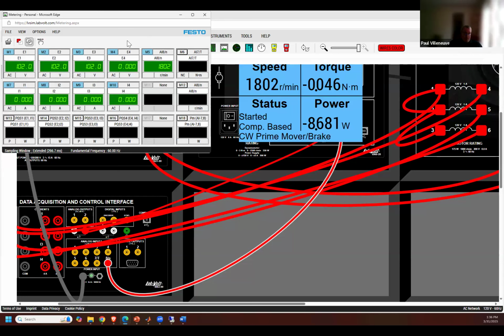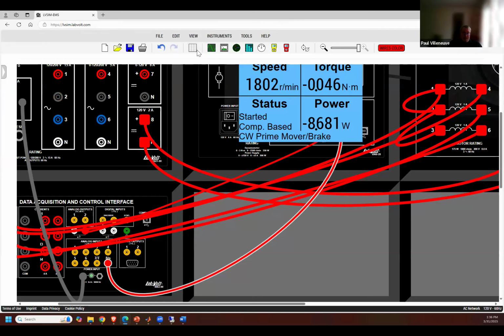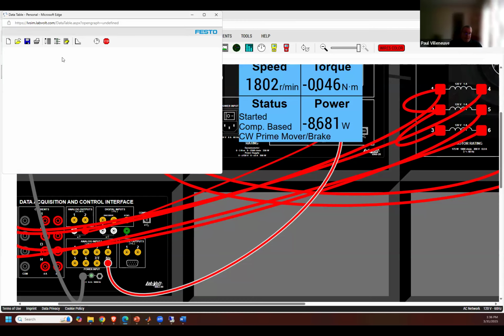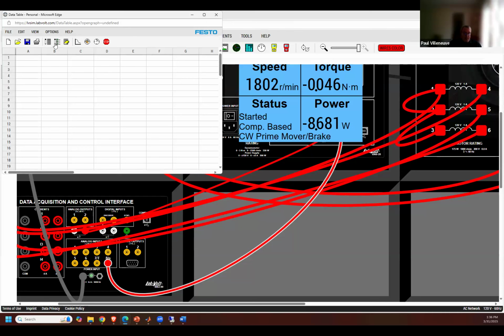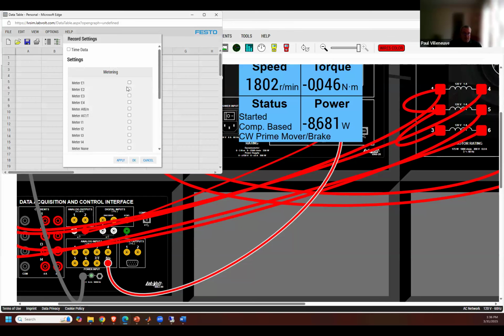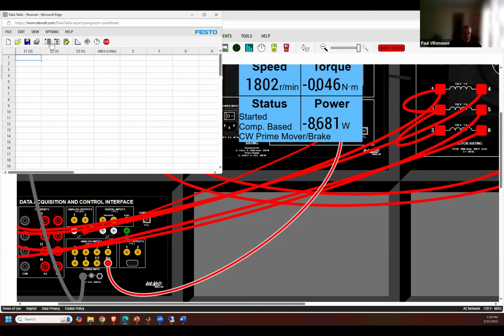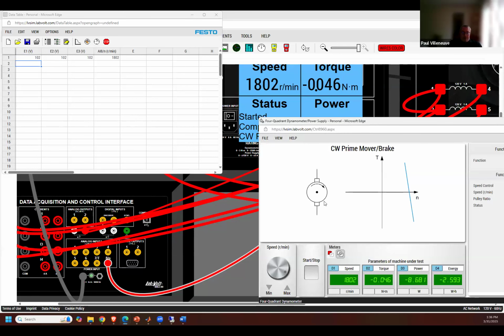So if you want to set up your data table, right? If you wanted to have nice, easy, convenient plots, let's say I want to do E1, E2, and E3 for the voltages, but then I also want to plot speed. Click yes, and now I can actually start recording my data. That's 1802. Then I can go ahead and adjust it to whatever value I want.